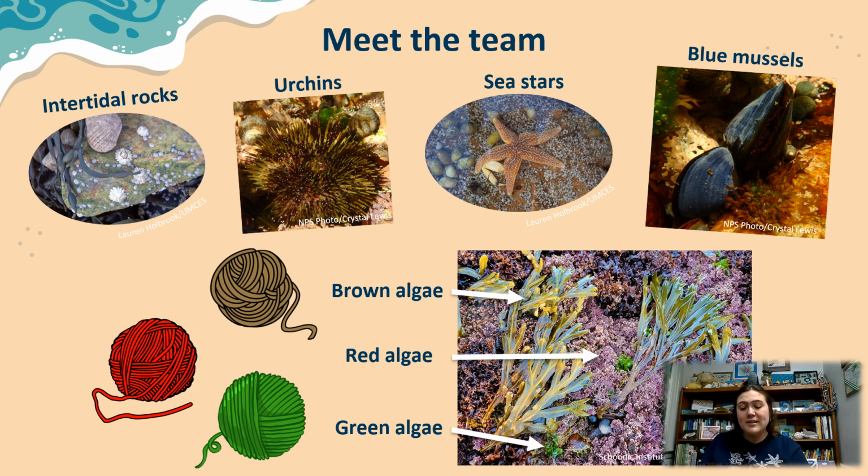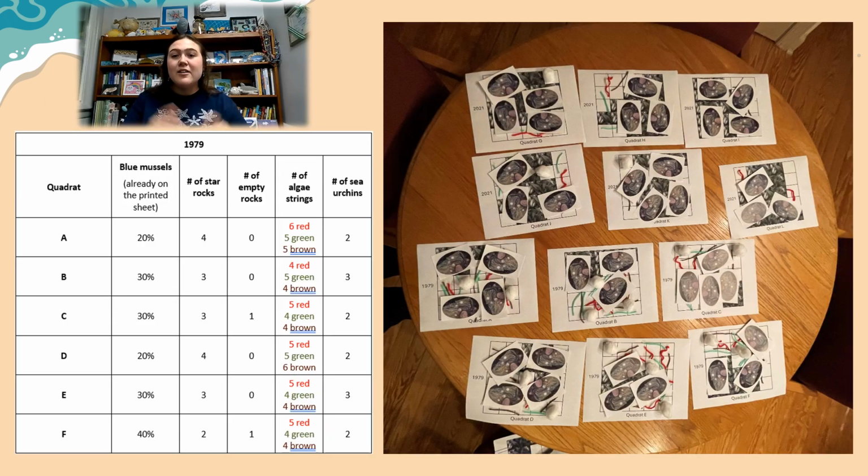And then we add in different colored string to represent algae. And then you have a choice for urchins. I suggest using cotton balls or pom-poms, and you can add dots to show the spikes or even paint them. But whatever you do, make sure you hold that up for students. There are instructions for how many rocks with stars to place, how many empty rocks to place, the number of each type of algae strings, and number of urchins.